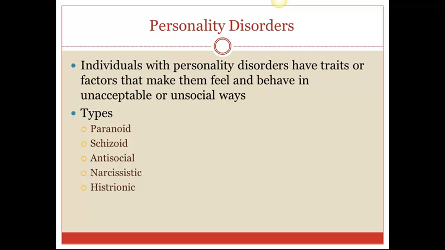Personality disorders. Individuals with personality disorders have traits or factors that make them feel and behave in an unacceptable or unsocial way. So there are five different types of personality disorders. Paranoia, where traits of jealousy, suspicion, envy, hypersensitivity, and extreme mistrust, and they suspect others' motives and intents as deliberately harmful to them. Schizoid, which is a loner, lacks warm and tender feelings.